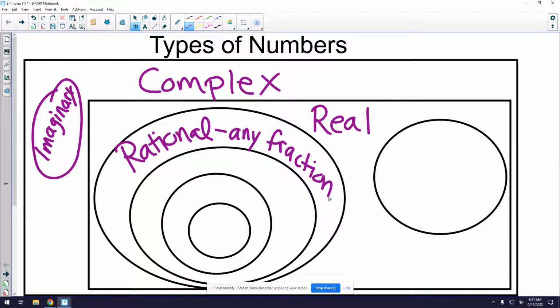Great example is 0.33333333 repeating. That's 1/3. But even decimals like 0.25252525 and it's repeating, that can be converted into a fraction, which then makes it a rational number. Now, every single real number is either rational or, in the circle not attached to that one, is irrational.